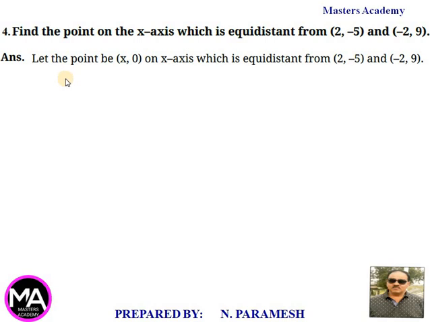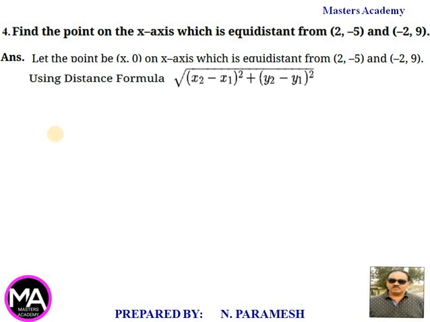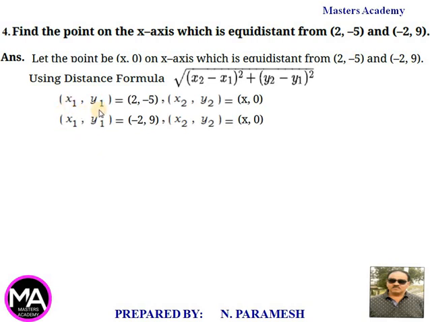Answer: let the point be (x, 0) on the x-axis, which is equidistant from (2, -5) and (-2, 9). Using the distance formula, root of (x2 - x1) the whole square plus (y2 - y1) the whole square. (x1, y1) is equal to (2, -5), and (x2, y2) is equal to (x, 0).